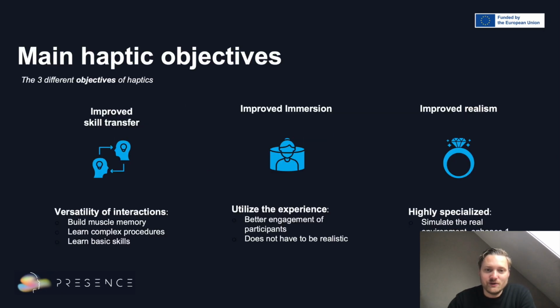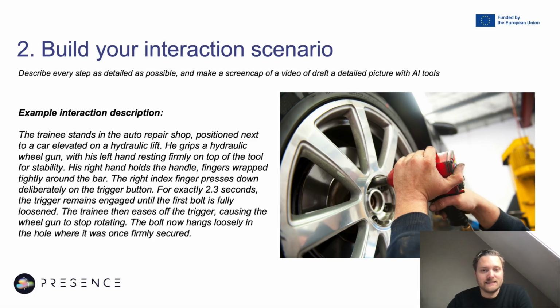So the first thing we need to do is to define: why am I actually willing to have haptics? What is my main objective? Do I want to use haptics to improve the skill transfer? Do I want to use haptics to improve the immersion of the player? Or do I want to just improve the realism of the environment? Well, once you've defined what the main objective is, let's dive into the full scenario.